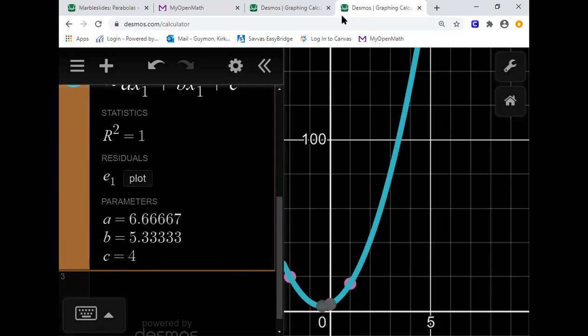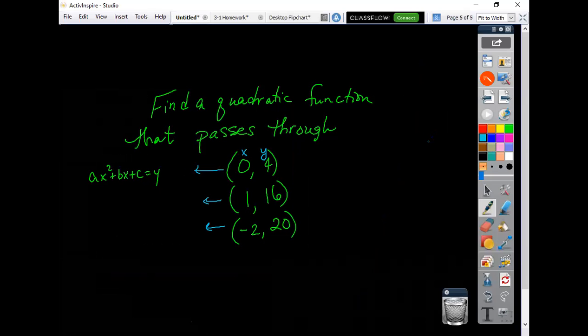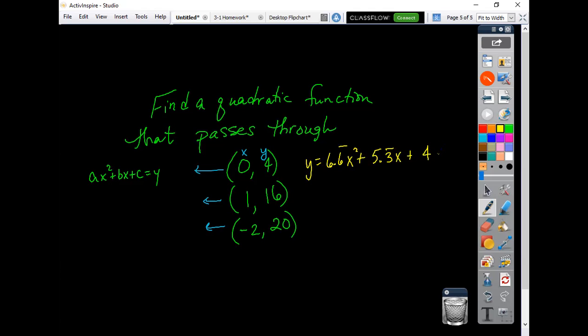And let me reshare this screen for the actual equation. So if I'm going to write this out, it would have been, again, y equals a 6.6 repeating x squared plus b, which was 5.3 repeating, plus c was a 4.